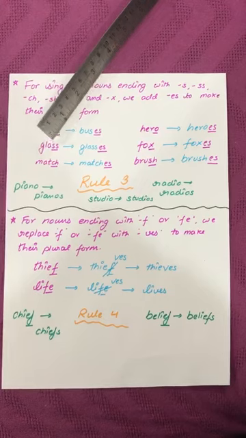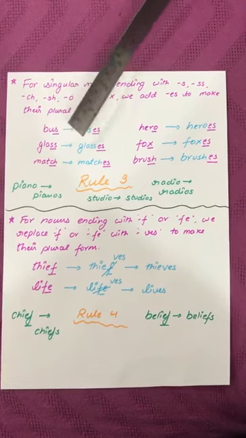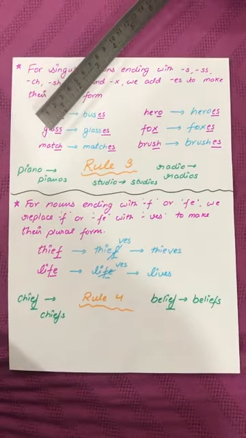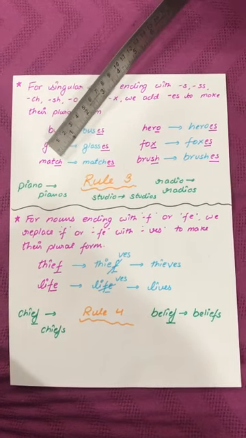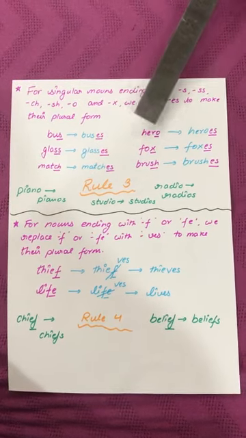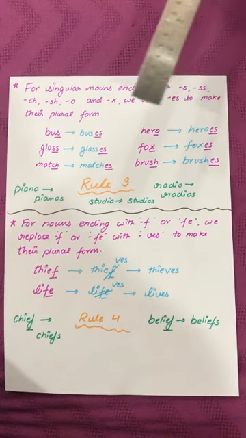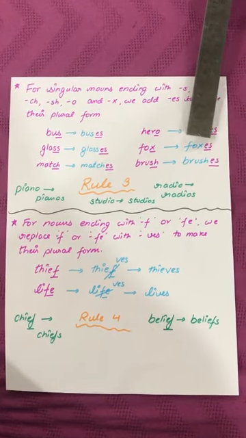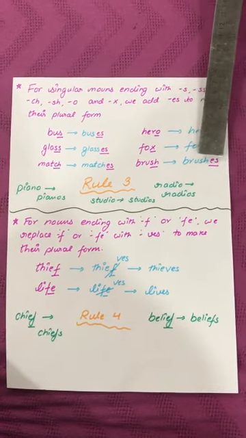Then we have glass. The word glass ends with a SS. So we have added ES to the end of the word to convert it from singular to plural. Now this word match ends with CH. So what are we going to do? We are just going to add an ES to the end of the word and it becomes matches. Here hero ends with O. So we have added an ES to it, so it becomes heroes. Fox ends with X. So we have added just an ES to it to become foxes. Brush ends with SH, and again we have added an ES to make it brushes.